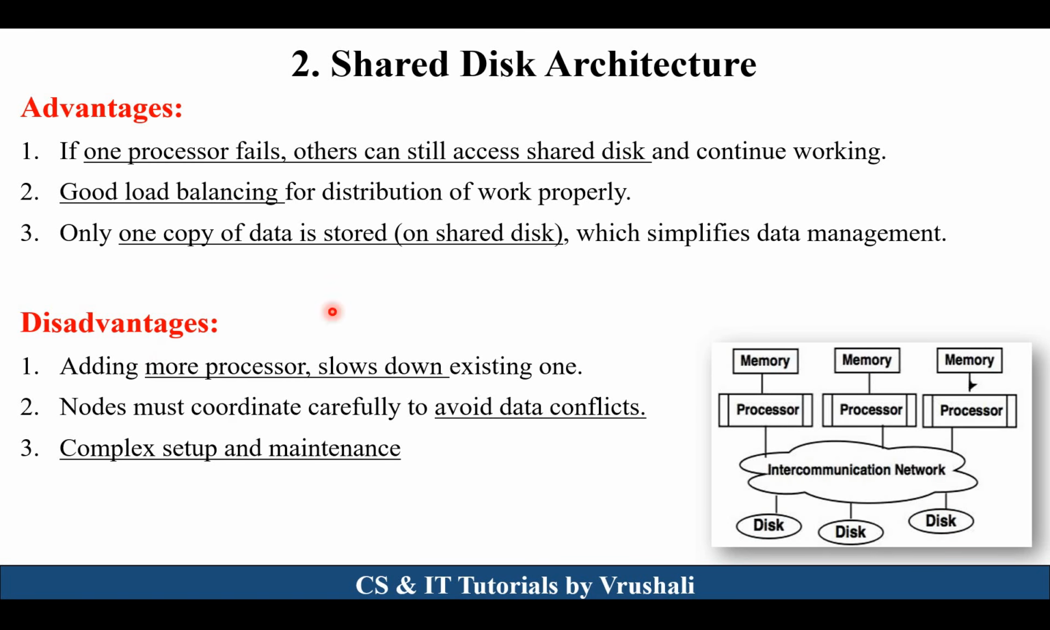Next, disadvantages. Adding one or more processors to this intercommunication network slows down the existing ones, right? Also, to avoid data conflicts, because multiple processors use the same disk and same storage, they use different algorithms and different tools. That's why it is sometimes very complex to set up and maintain. So this is called shared disk architecture.